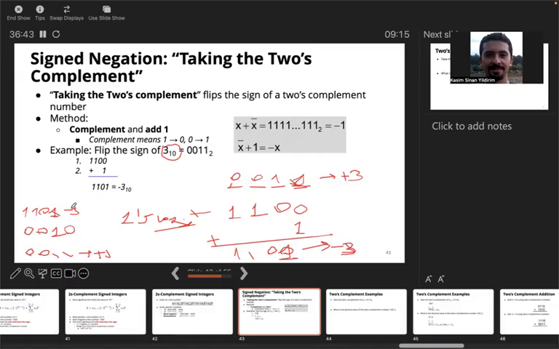Okay? How would we take 2's complement? We take the complement, flipping the bits, and then we add 1. This is the method of taking 2's complement. So why does this work?